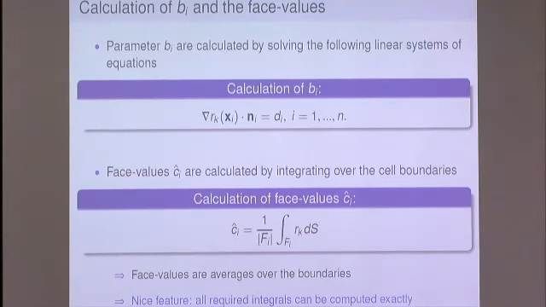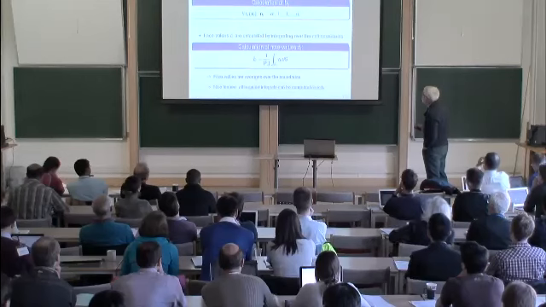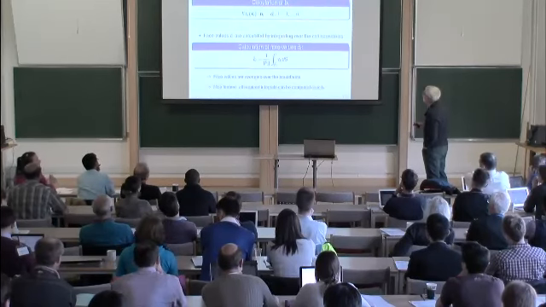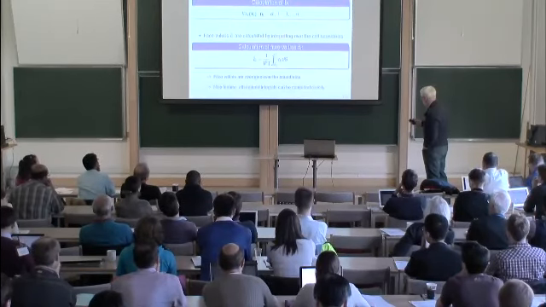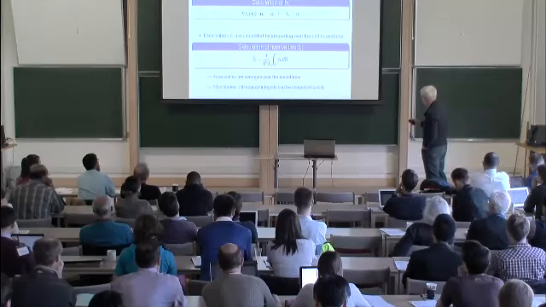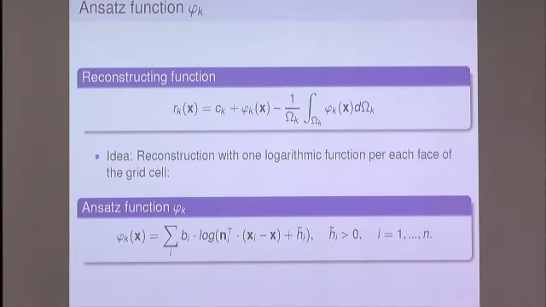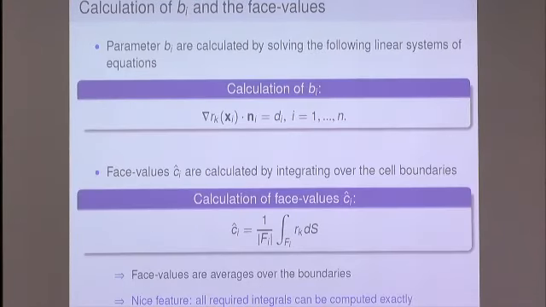The next step is to compute these phase values. So we have to integrate our ansatz function against this function r_k at some of these phases, and then we get our phase values. And the nice feature is that if we assume that all the phases are planar, we can compute this integral, and also the integral which we need for the construction of the ansatz function. Both of these integrals can be computed exactly.